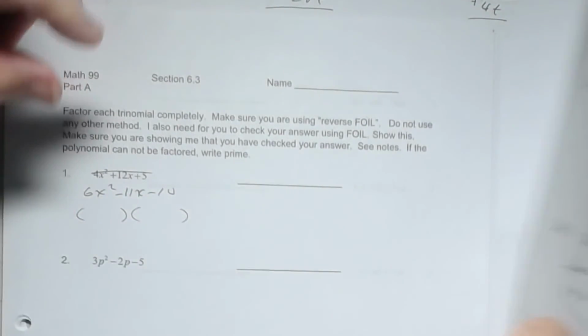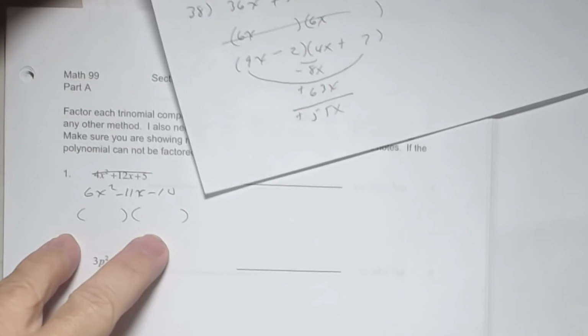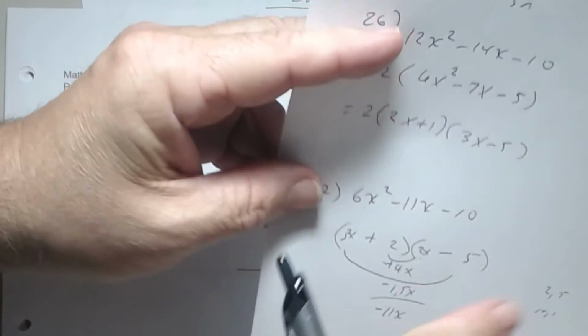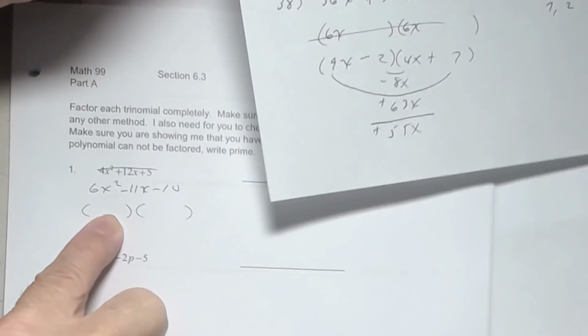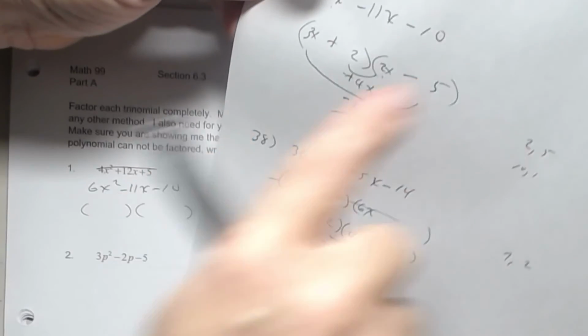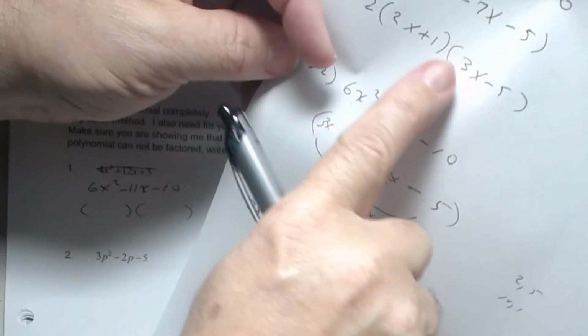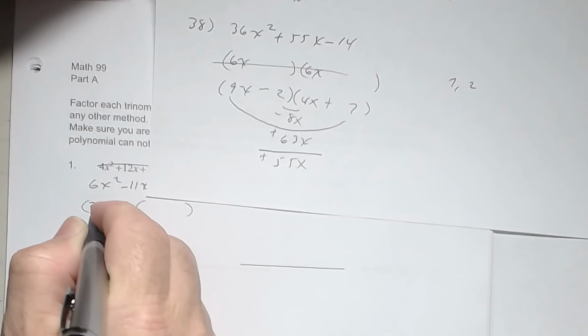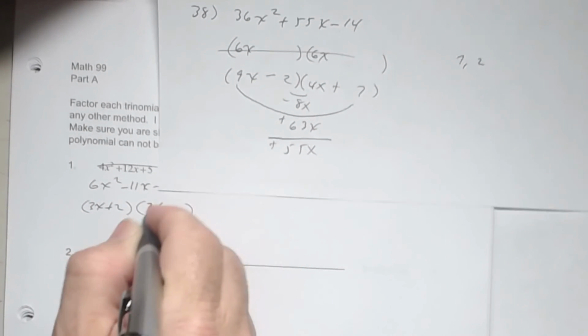Now, remember, you're not going to get the right answer right away, correct? So on another sheet of paper, one you're not going to turn in, you're going to do your work. Then the one that works, you're going to come back and put the answer here. You're going to say 3x plus 2, 2x minus 5.